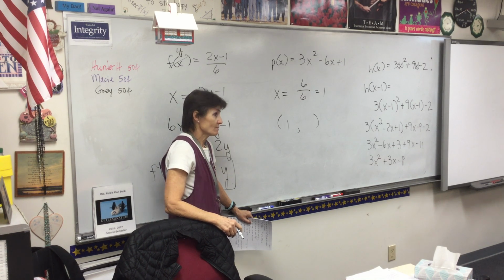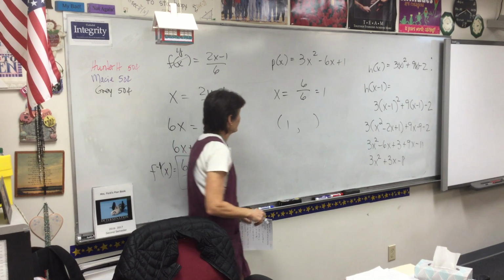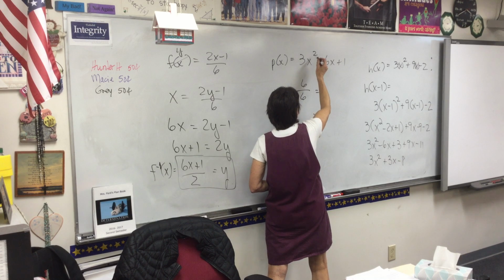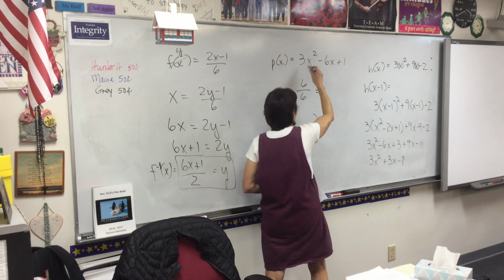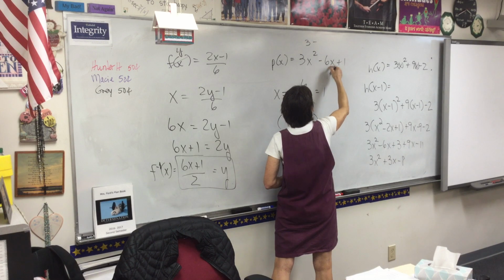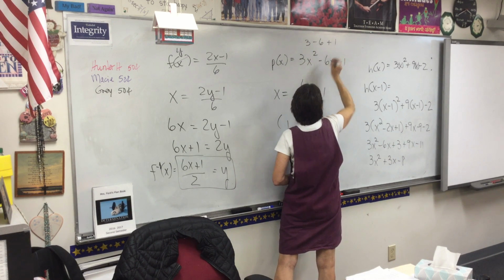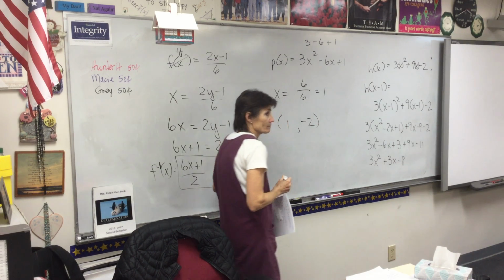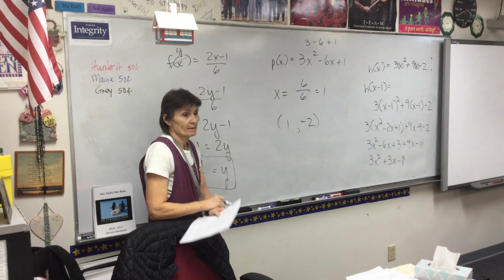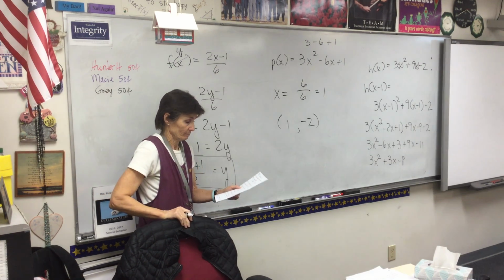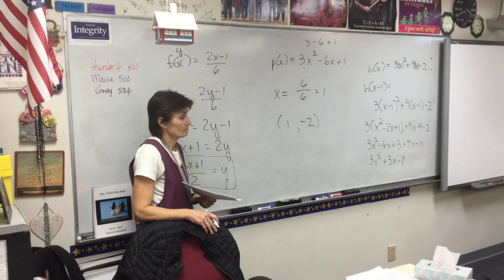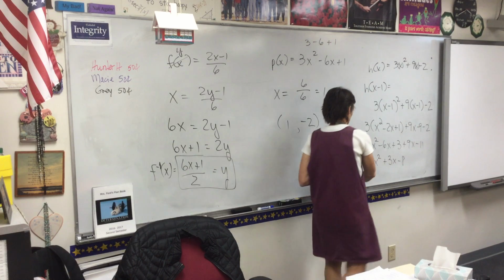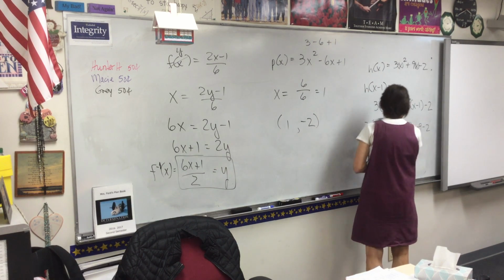And then what do we do? Because the vertex is a point, we plug it in. So when we plug it in, we square first. So 1 squared is 1 times 3 is 3. Minus 6 times 1 plus 1. So what is that? Negative 2. And that is your vertex. Okay, every single one of these is an exam question. Paying attention.